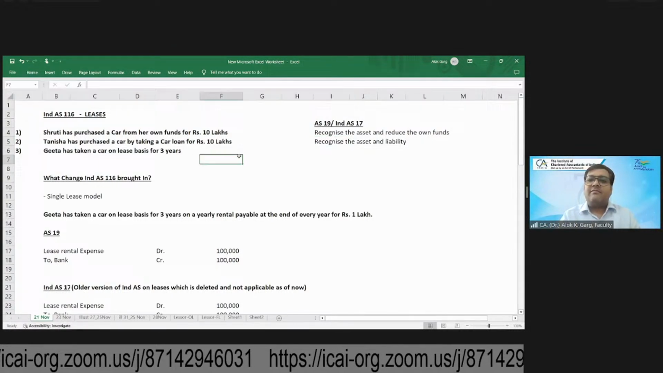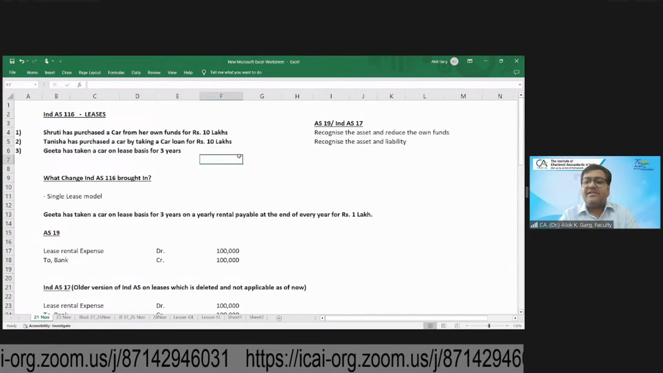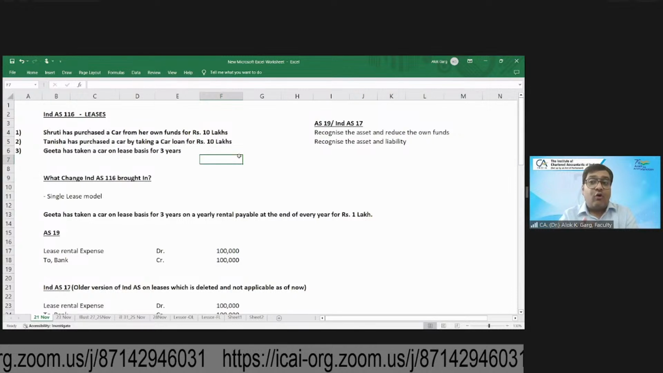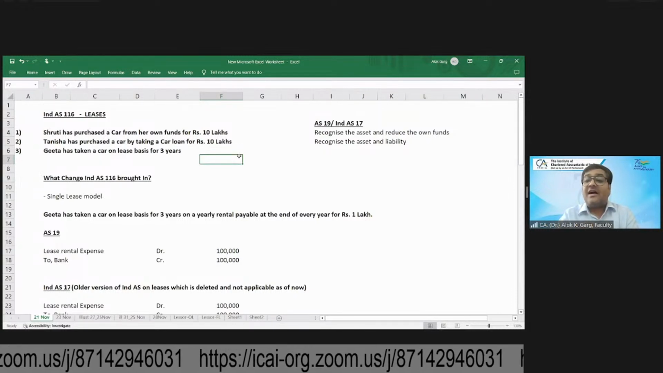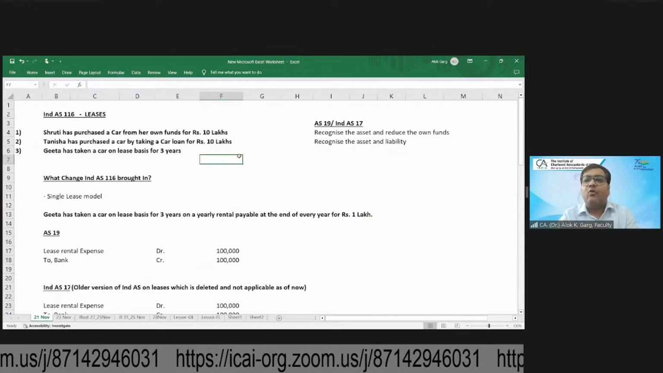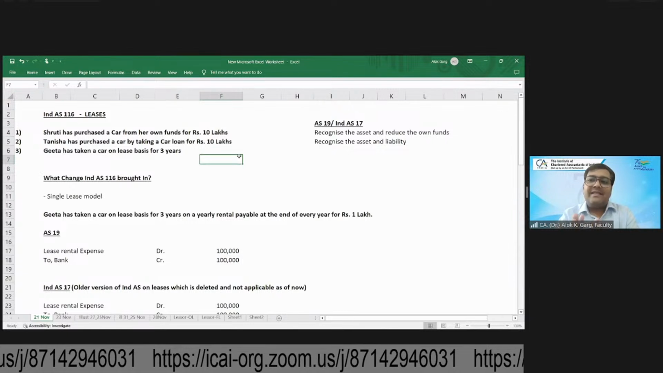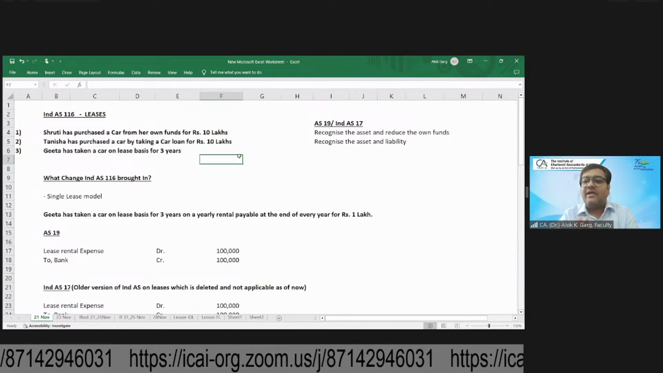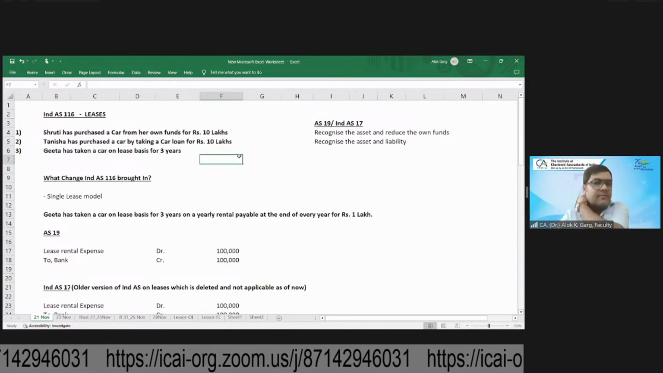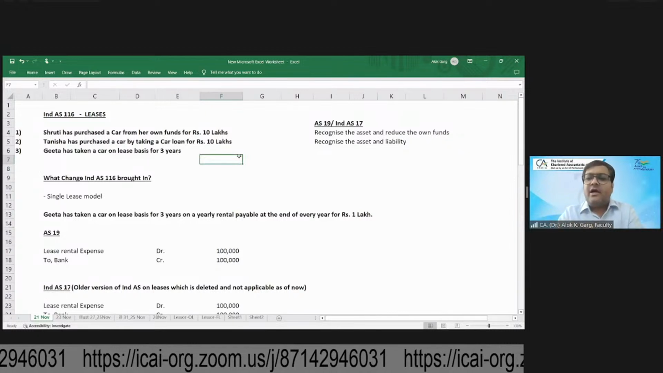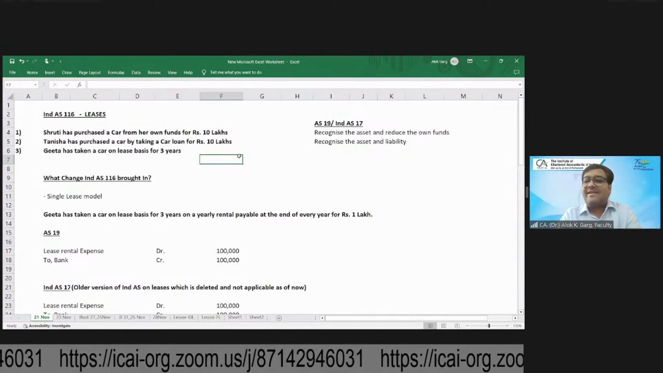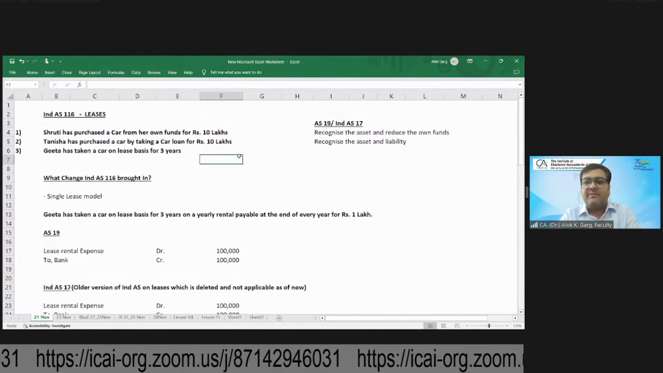So it doesn't matter whether she has purchased the car from her own funds or she has purchased the car by taking a liability, taking a loan. She is recognizing the asset on the asset side of the balance sheet. In one case, her own funds are reducing. In the second case, her liability is coming into the balance sheet.